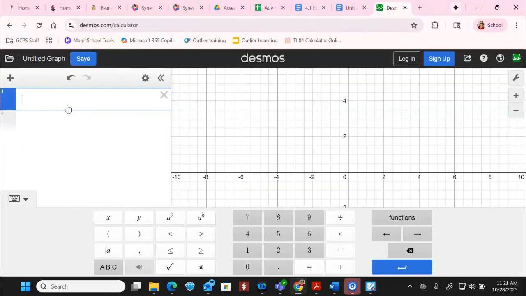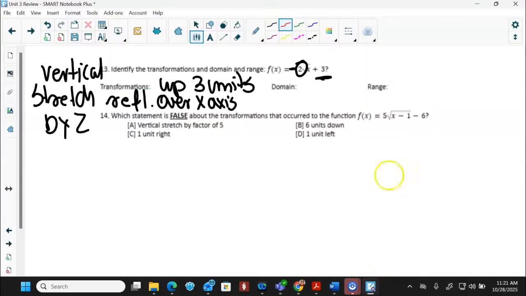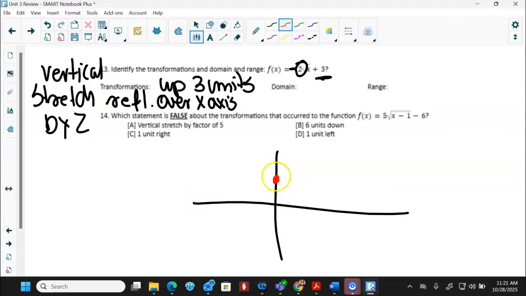Very important, remember f of x equals negative 2 times the square root of x. Now remember that the radical, there's only x underneath. You've got to move that arrow to now add 3. So this is your point where it starts, 0 and 3. If I graph this here, the point is going to be right here. This is 3 and this is 0. So it's going to go something like that, okay?